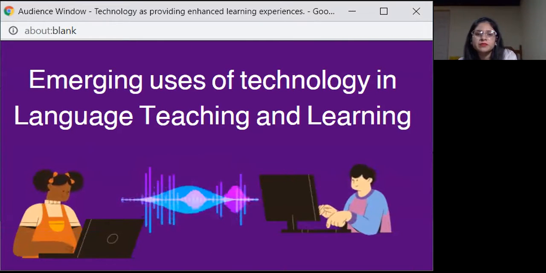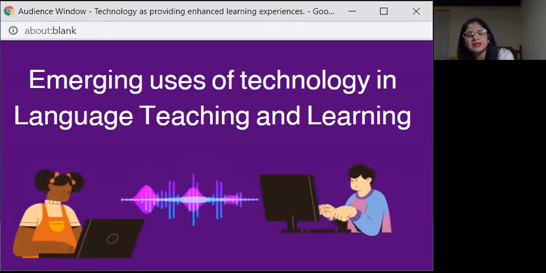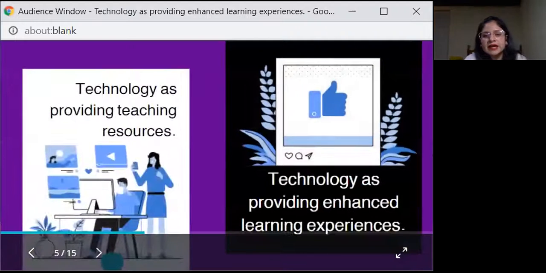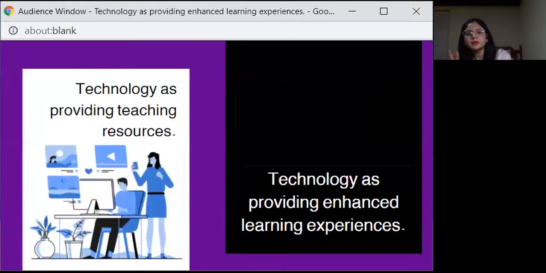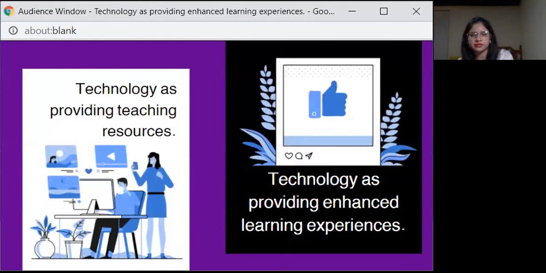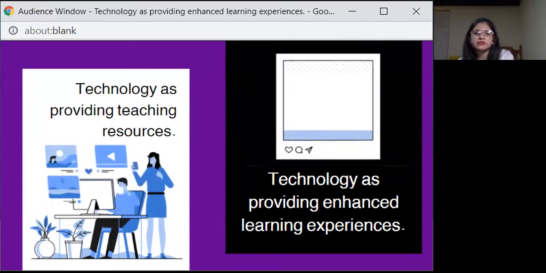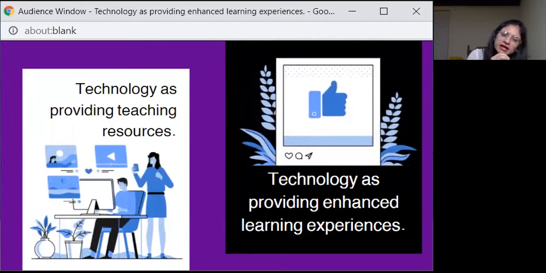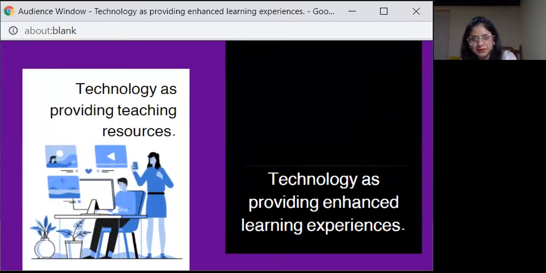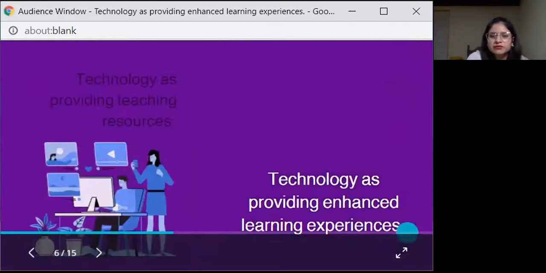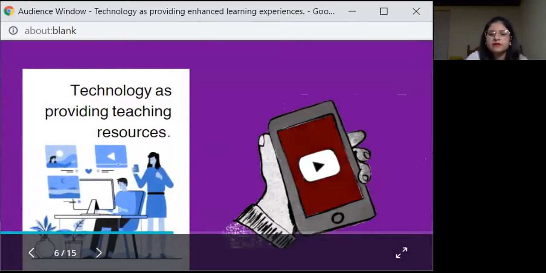So I will be explaining a little bit of this topic and how to use it in a better way. First of all, we are going to take a look at two main ways to think about technology for language learning. The first one is technology as providing teaching resources, and the second is technology as providing enhanced learning experiences. There are many apps that you can use for teaching resources. First of all, let's talk about these ones.